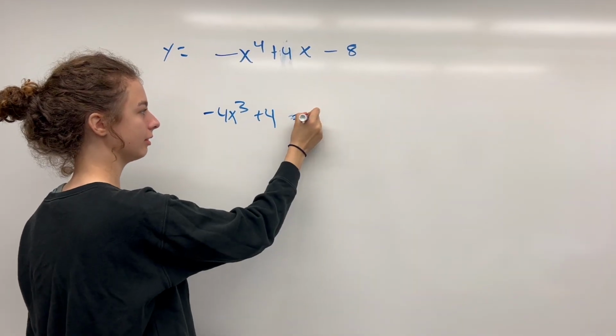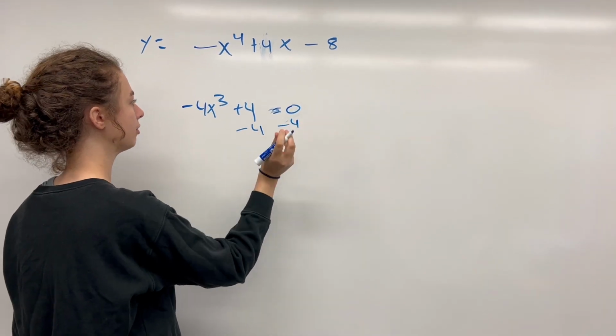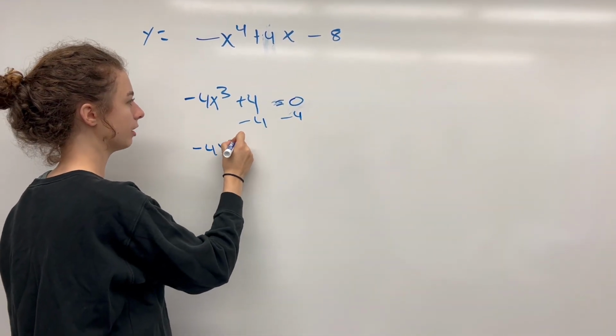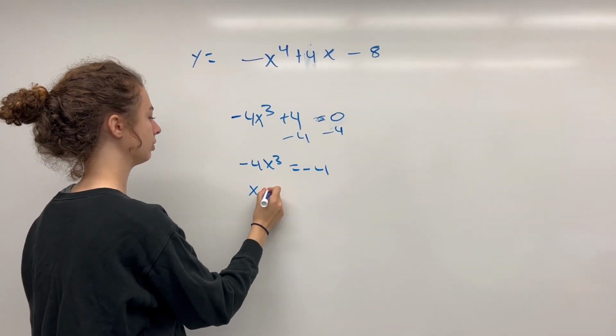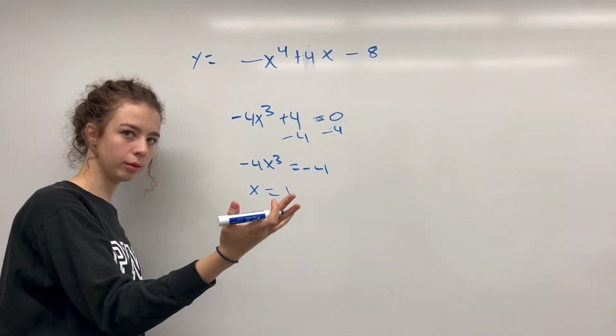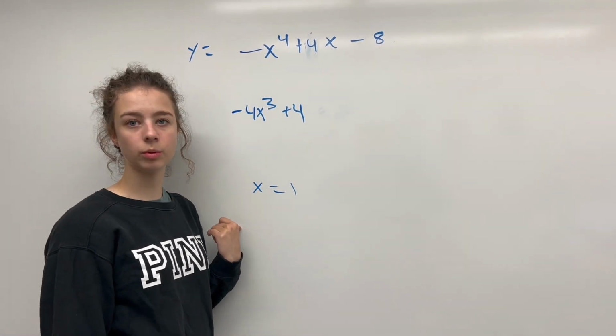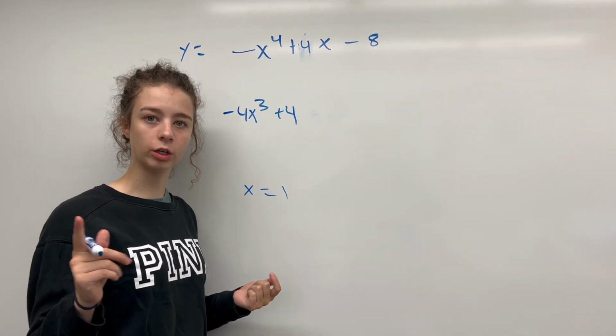I set it equal to 0. I'm going to subtract 4, and I'm going to get negative 4x to the third equals negative 4. Solve for x, you get x equals 1. So I have a negative 4 cubed root. So since x is only equal to one number, I know that the function has only one critical point.